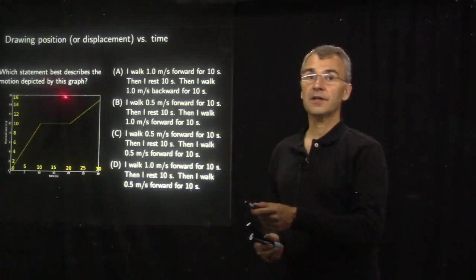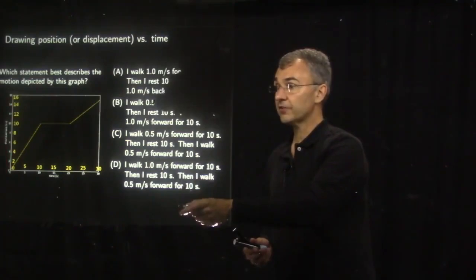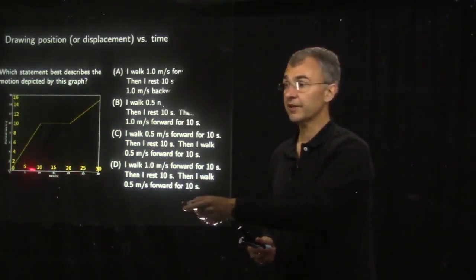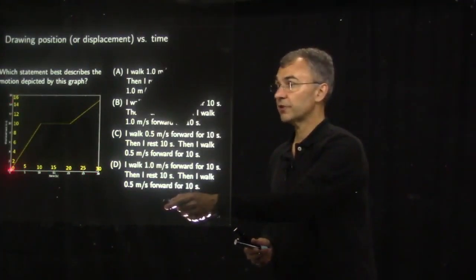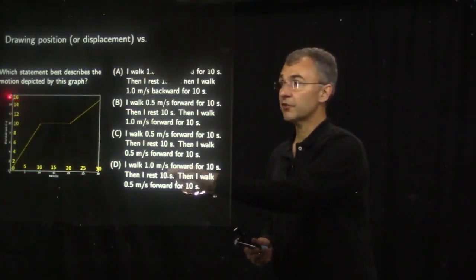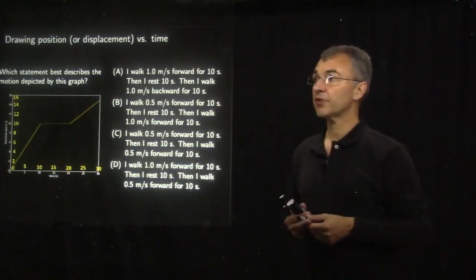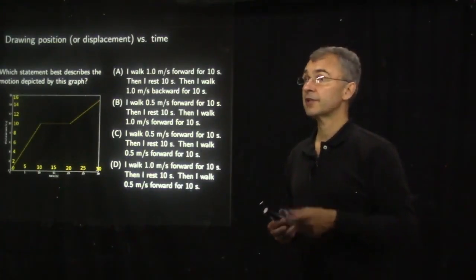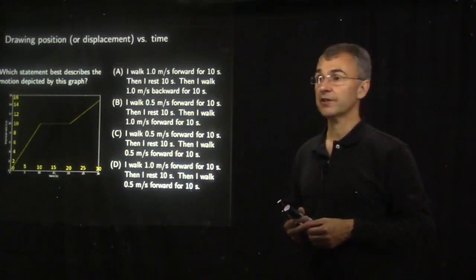Okay, we have here a graph which has displacement x on the vertical axis and it has time t on the horizontal axis. Time goes from 0 to 30 seconds. Displacement goes from 0 to 16 meters, although you can see the largest value that actually happens is 15 meters. So which statement best describes the motion depicted by this graph? I walk 1 meter per second forward for 10 seconds, then I rest 10 seconds, then I walk 1 meter per second backward for 10 seconds.